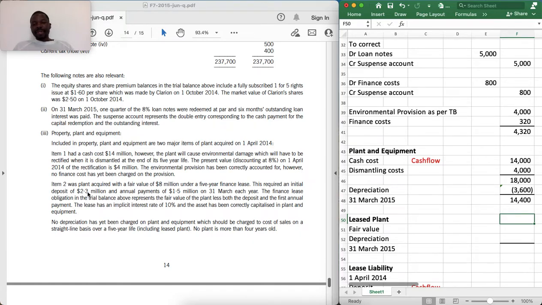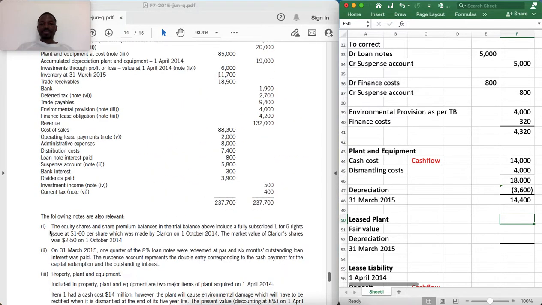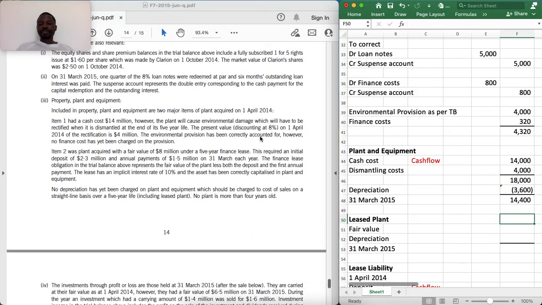Let's go to note item number 2, which is a leased plant. An item of plant was acquired with a fair value of 8 million under a 5-year finance lease. This required an initial deposit of 2.3 million and annual payments of 1.5 million on 31 March each year. The finance lease obligation in the trial balance above, of 4.2, represents the fair value of the plant less both deposit and initial payment. This is incorrect. We mustn't do that.